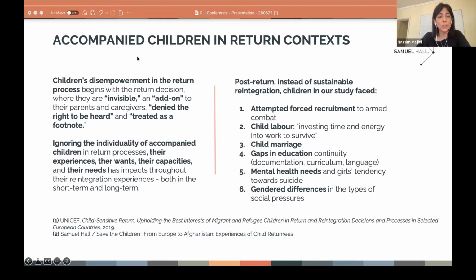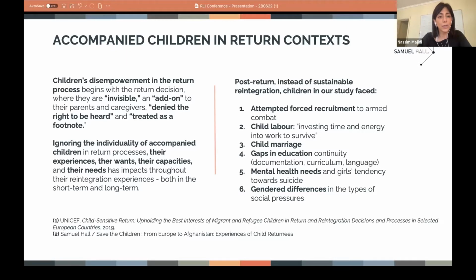And obviously related to all of the issues that are listed here on this slide, mental health needs that couldn't be addressed, and girls, specifically girls' tendencies towards suicide. And here I wanted to come back to one point on gender differences, which Mackenzie really highlighted initially. We see that as well in the stories of boys and girls who we spoke to: boys being under pressure to work, being under pressure to take the lead in their households, girls being pressured in other ways to get married early and to take on other roles than that of a child.